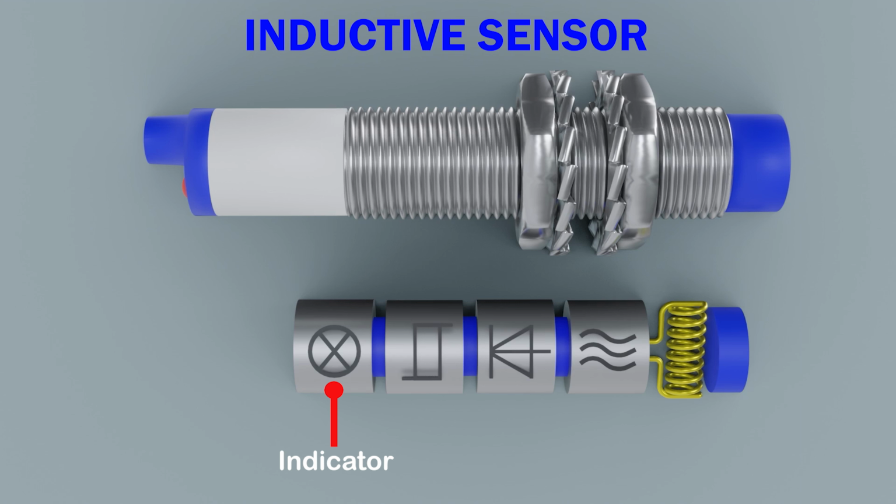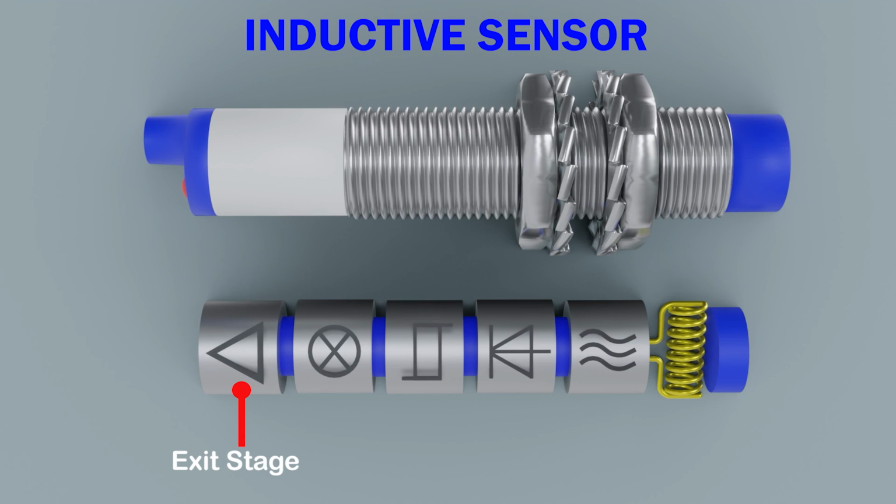Indicator. It provides an output signal that indicates the presence of the metallic object. A light-emitting diode is placed as an indicator. Exit stage. It generates an output signal that is used to activate or deactivate a device or a control system based on the detection of the metallic object.